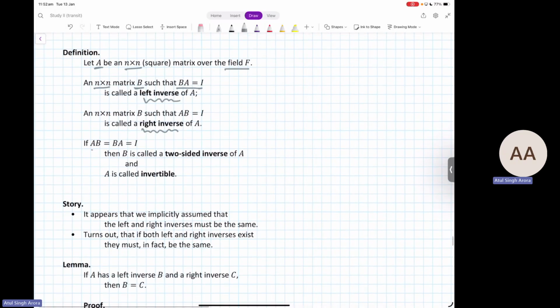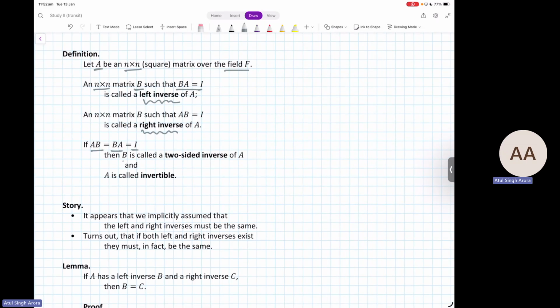And if it so happens that the same matrix, regardless of whether it's multiplied on the left or on the right, gives you identity, then we call B a two-sided inverse and we say that A is invertible. So that's just a nice way of saying that if the inverse somehow commutes, then we're going to call A invertible.